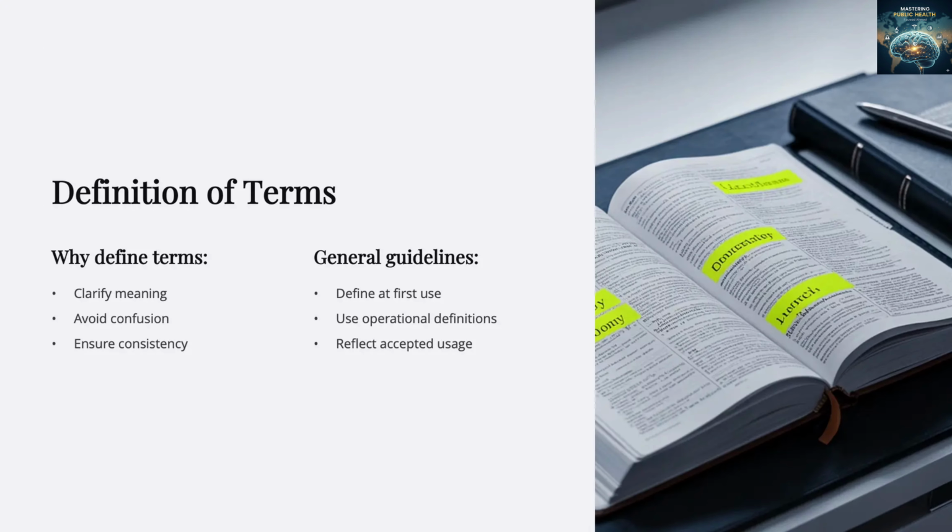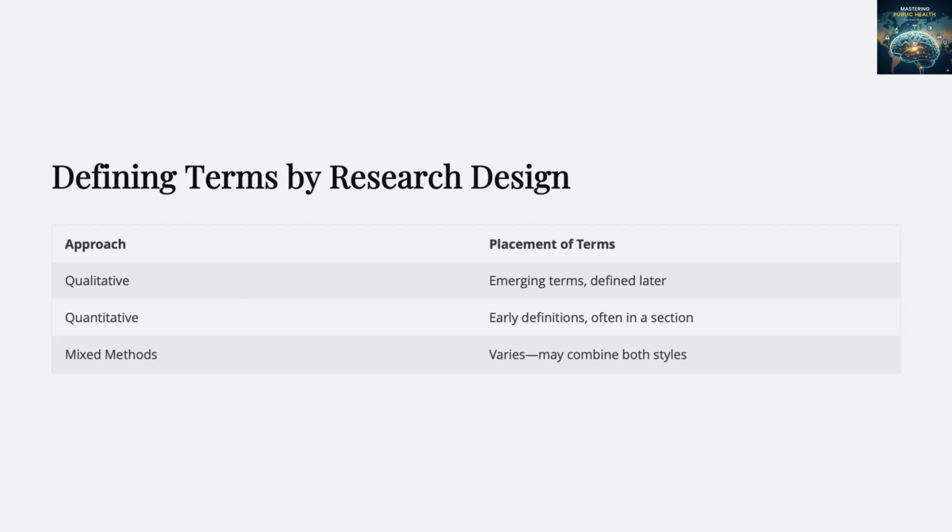Defining terms. Don't assume your readers know all your terms. Define them clearly. Good definitions appear at first use, are stated at the operational level, and reflect language used in the literature. The placement depends on your approach. Quantitative studies define many terms early, often in a separate section. Qualitative studies define fewer terms at first and allow them to emerge. Mixed methods approaches blend both strategies. If terms are central to understanding your study, include a definition of terms section.